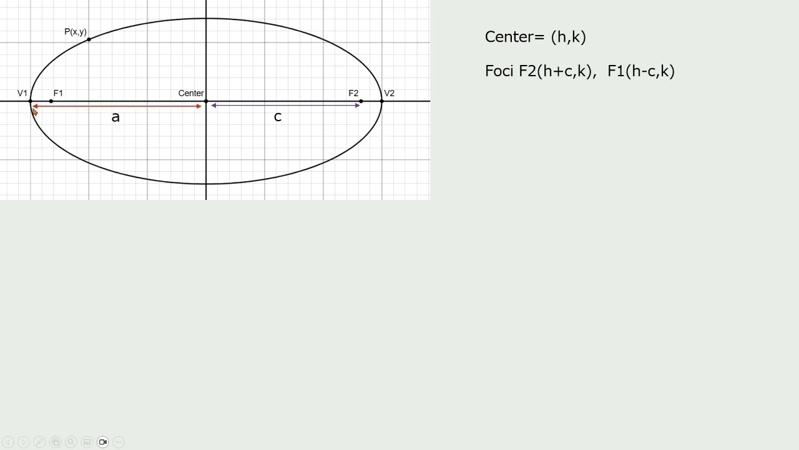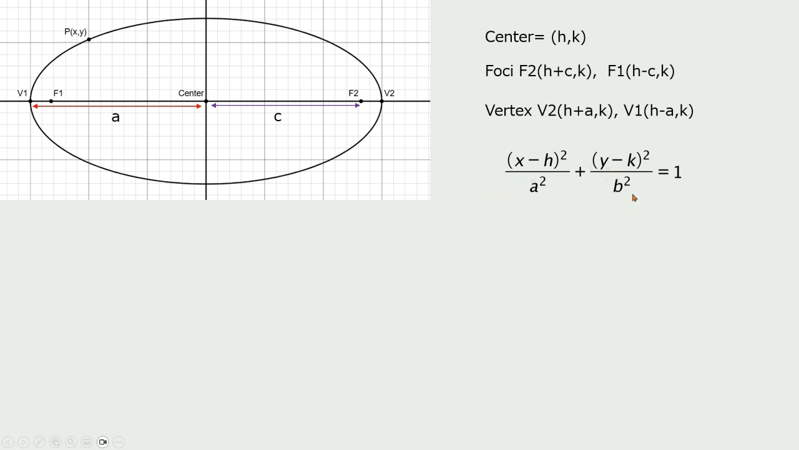Then there's also this distance a from the center to a vertex, the major vertex. So again, V2 and V1 don't matter as long as you know from the center to the vertex is a. And so you can go to the right a, you can go to the left a.